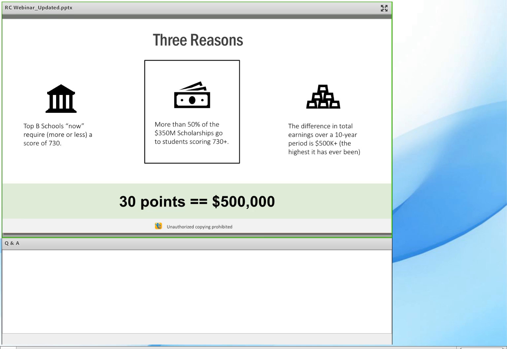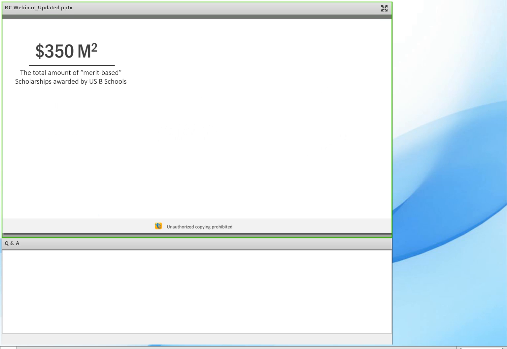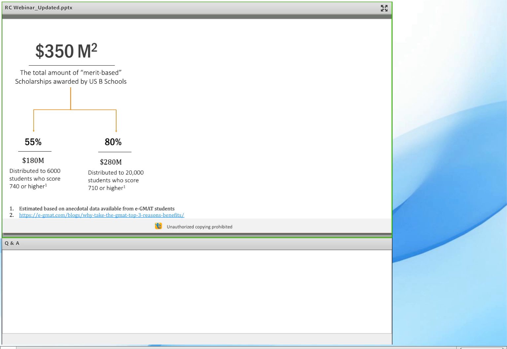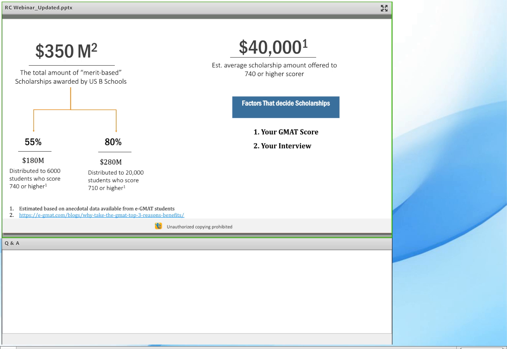The second is scholarship money. US-based B schools give out about $350 million worth of scholarships. European B schools give out about $45 to $50 million worth of scholarship money. Based on our estimates, e-GMATers get about $30 odd million worth of scholarships every year. But 55% of this money is distributed to those who get to a score of 740 or higher, and 80% of it goes to folks who score 710 or higher. Which means if you are applying strategically and have a score of 740 or higher, that's the minimum annual scholarship amount you're likely to get.